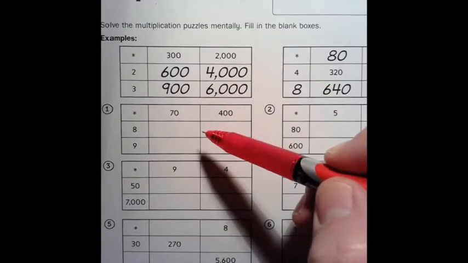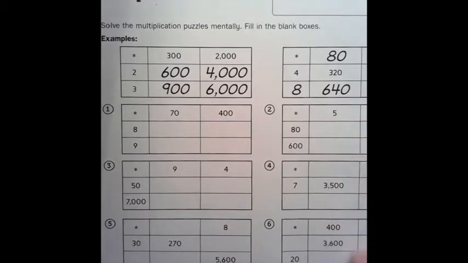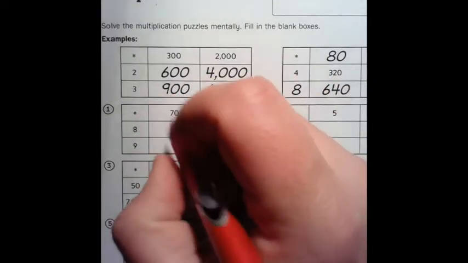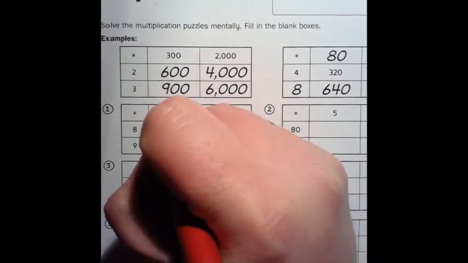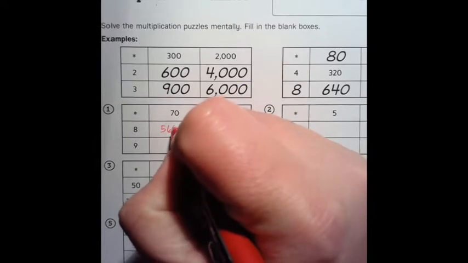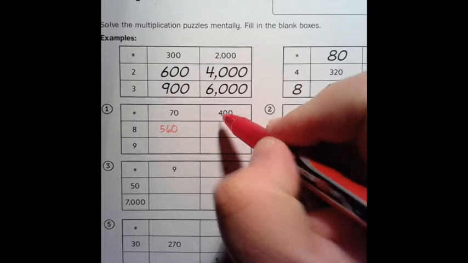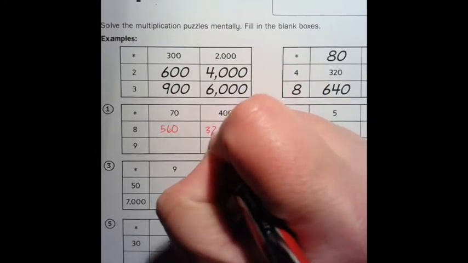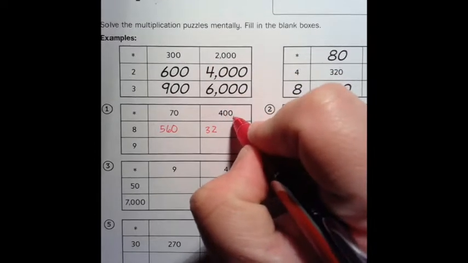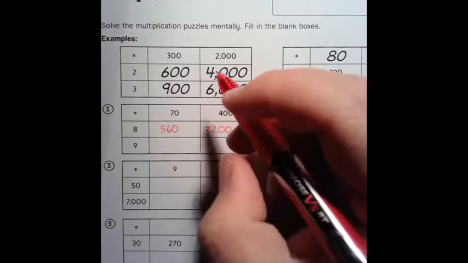I'll do 1, 3, and 5 with you, and then I'll have you do 2, 4, and 6 on your own, see how you do with that. And here we go. So 8 times 7 we know is 56, but you have the 0 here and the 70, so you have to add the 1 zero here. If you go 8 times 4, that's 32, but you'll see that there are 2 zeros in 400, so you have to add 2 zeros here to make it 3,200.